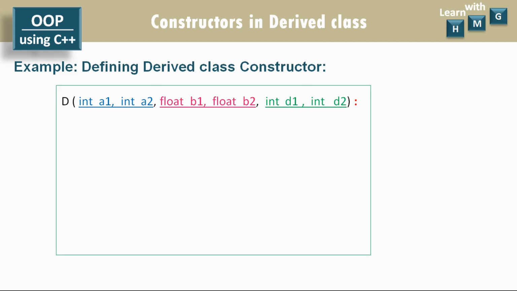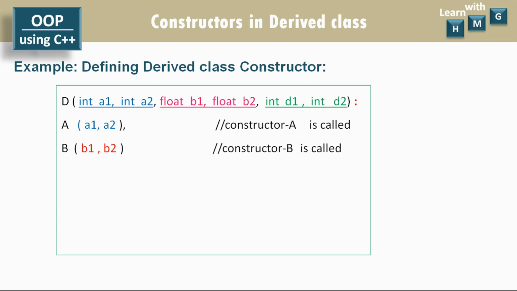Then there is a colon. Now with these 3 argument lists, I will pass to the different constructors. First, A constructor, that is the name of the first base class. For this A constructor, I am passing these blue color arguments, that is A1 and A2 actual arguments. Then constructor B is called with the arguments B1 and B2. Then the body of the derived class constructor will start, and here the arguments D1 and D2 are used to initialize the data members of the derived class like this.